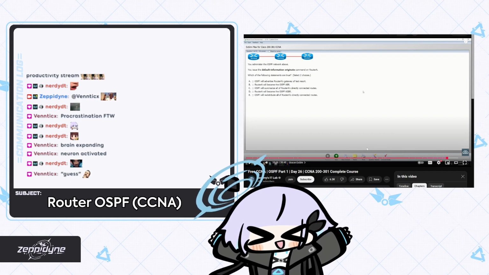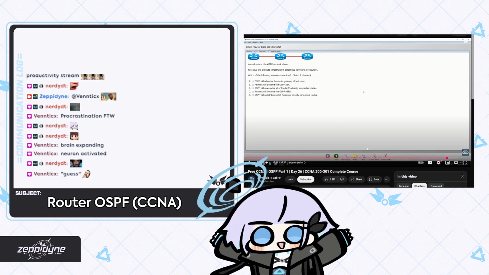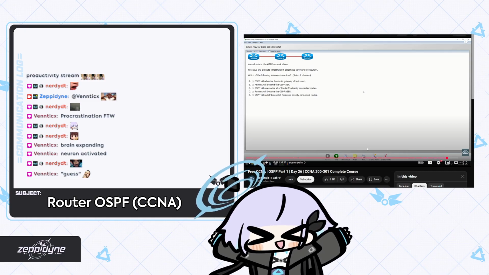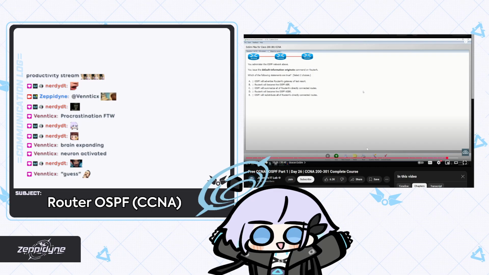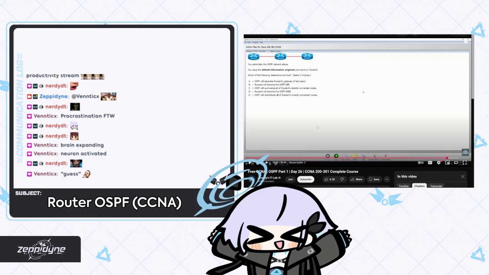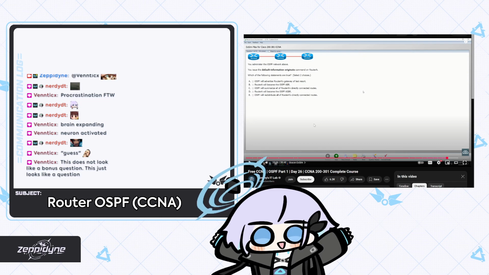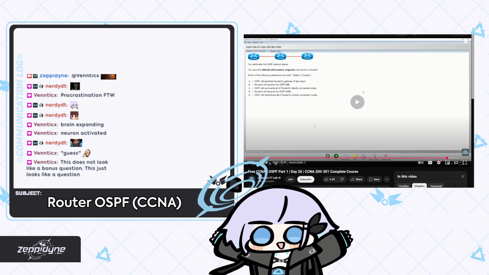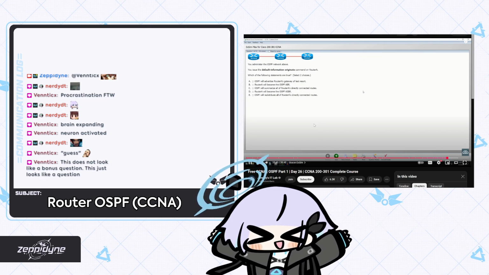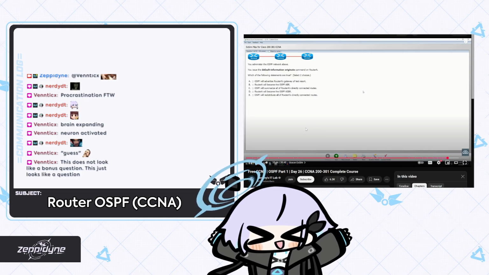Well, it's definitely D. E, maybe. OSPF will redistribute. Yes, it's D and E. It's D and E because it redistributes routes, right? It's just D and E. Okay, so let's check the answer.